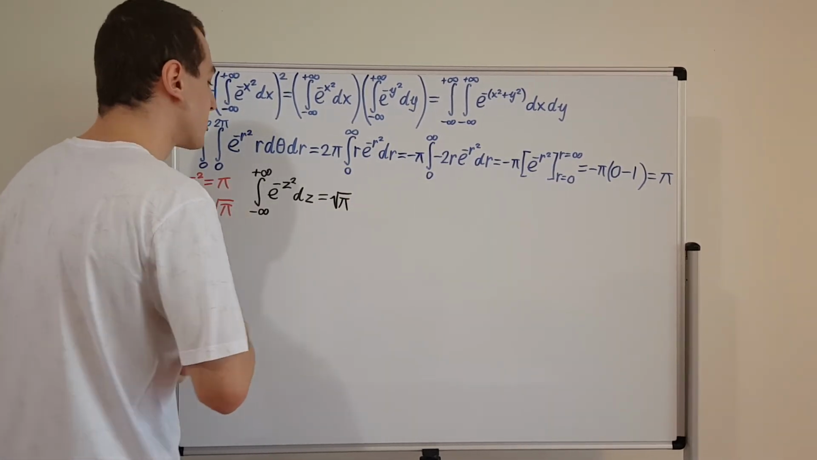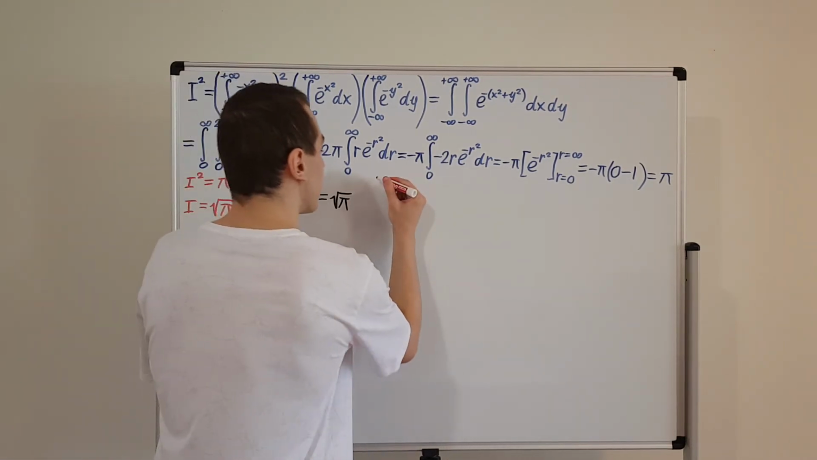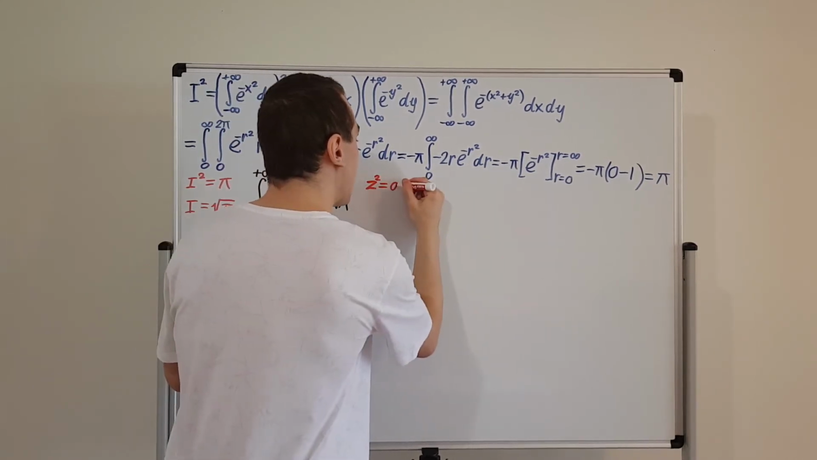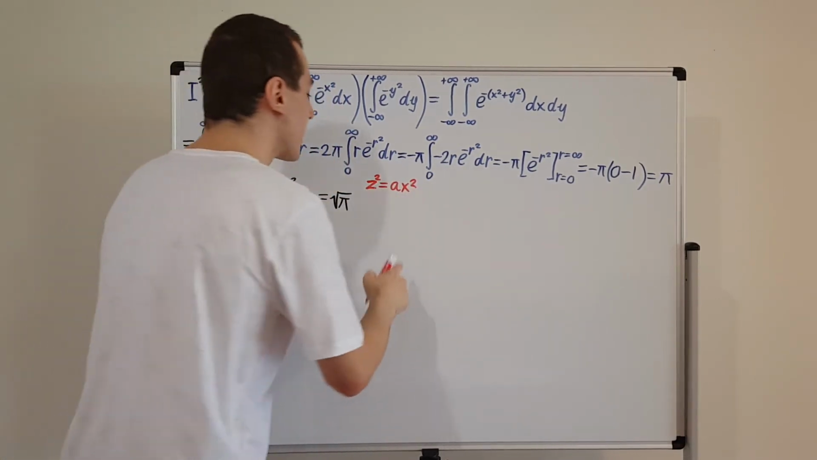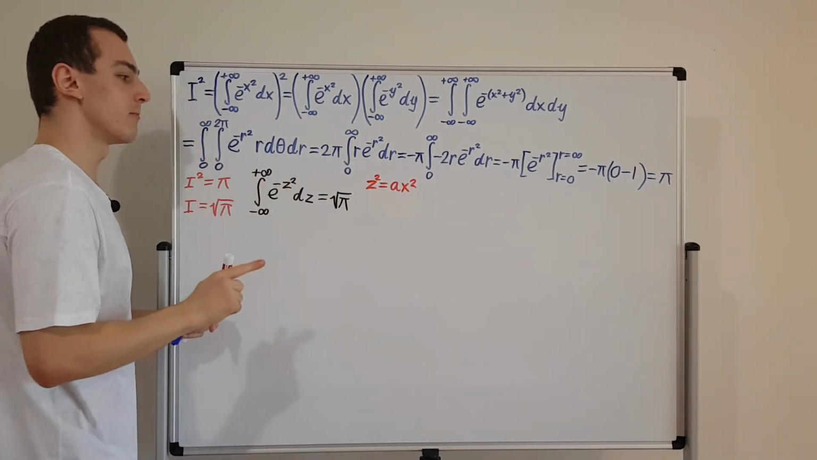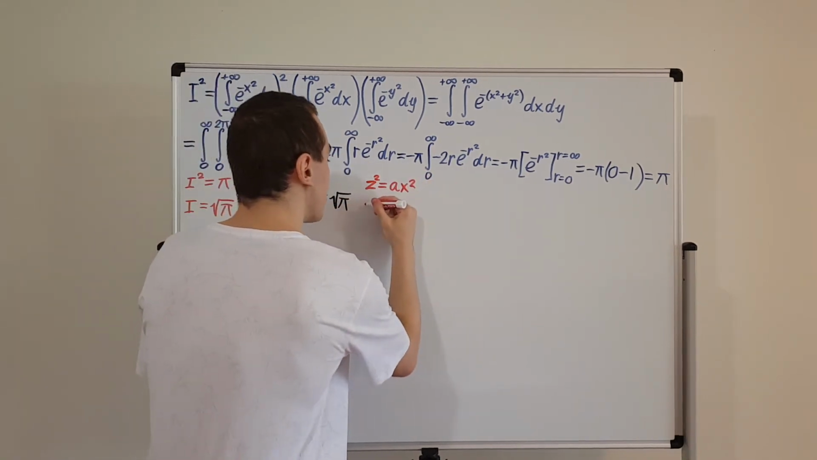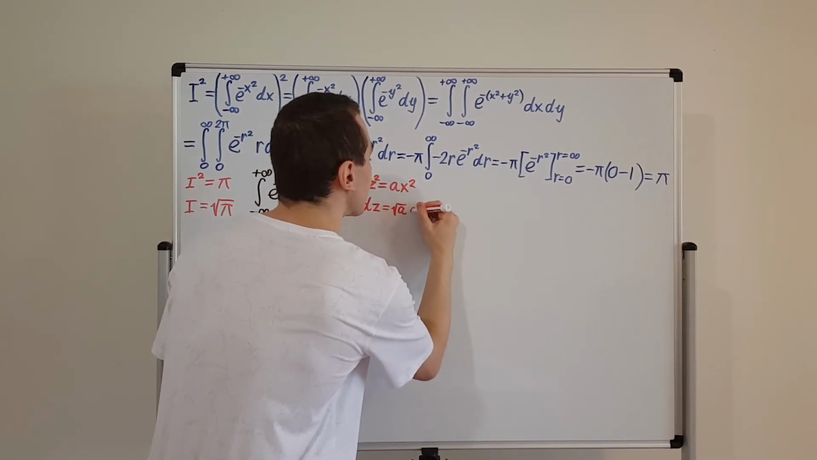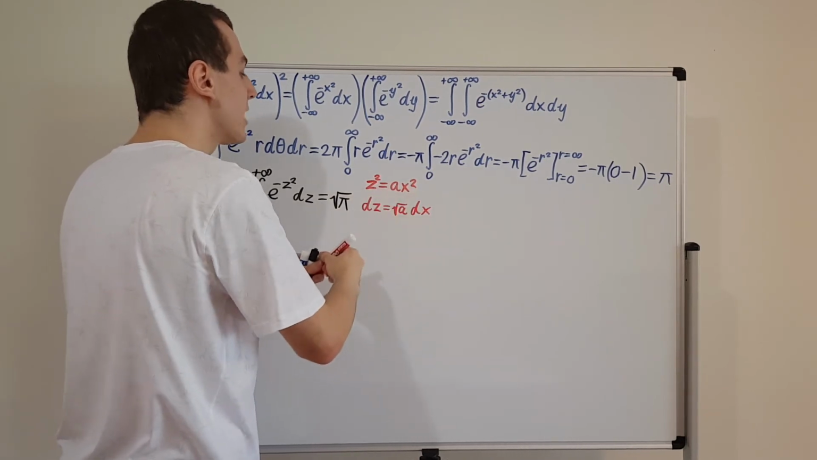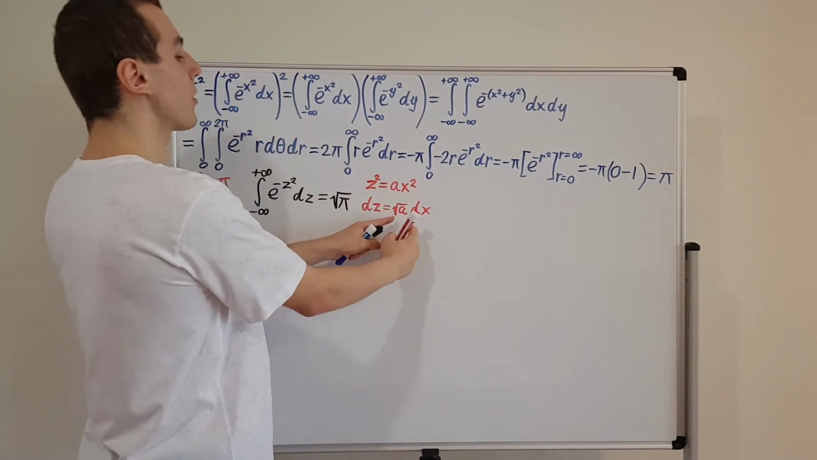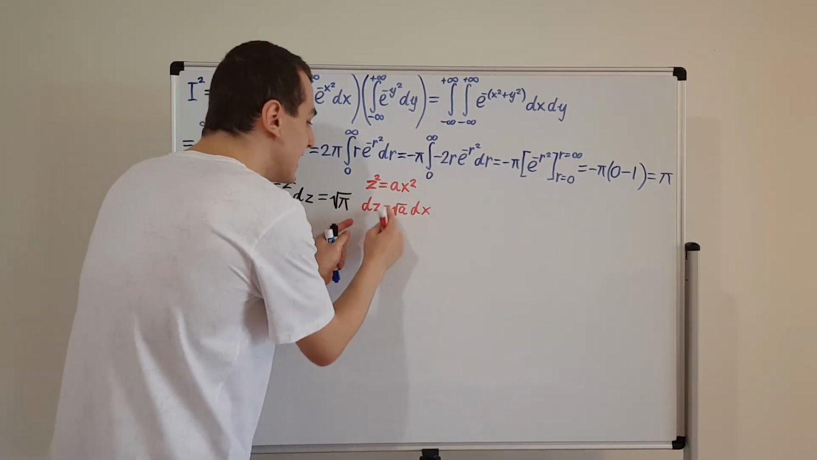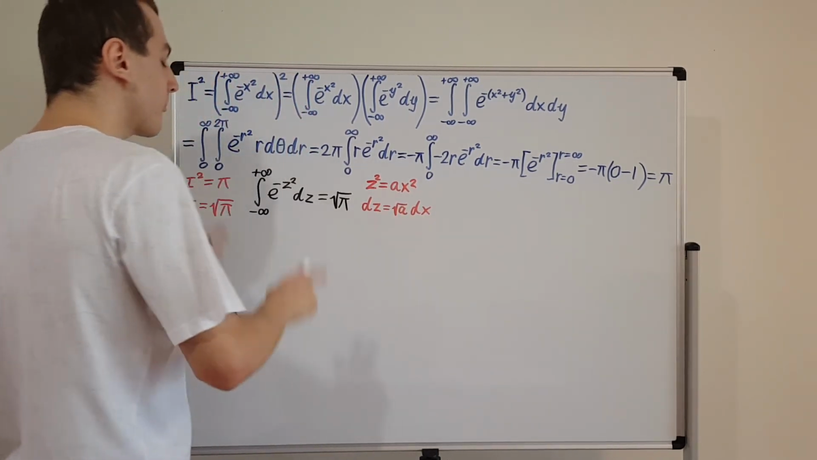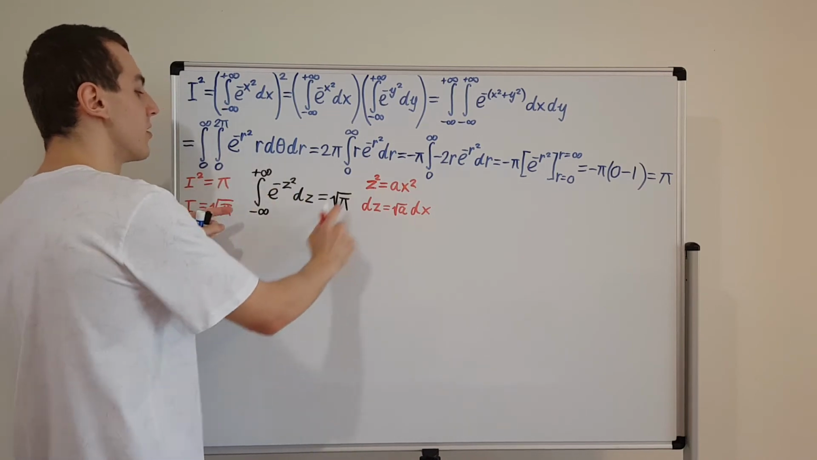Now I'm going to do a little substitution, another substitution trick. I'm going to define z squared as being equal to a times x squared. I'm going to generalize this to the case where this coefficient out the front is not equal to 1. So if I take the square root of both sides, it's going to get rid of these squares, and it's going to turn this a into the square root of a. And then if I differentiate both sides, dz is going to be equal to the square root of a times dx. So now I want to substitute these values into this equation over here.